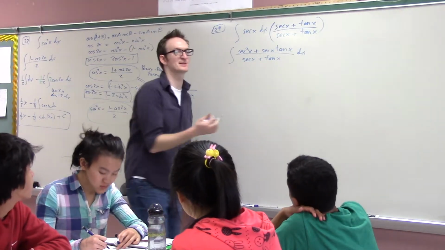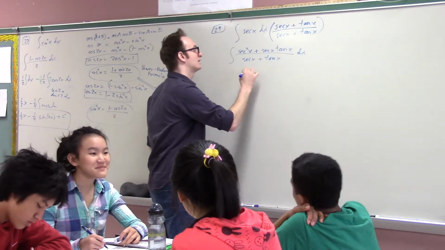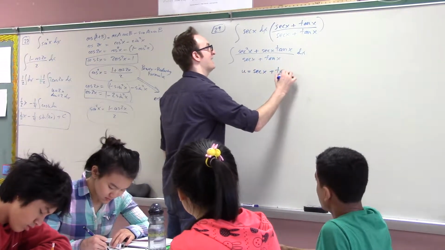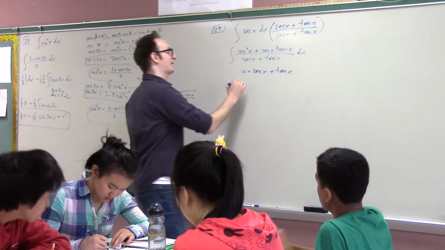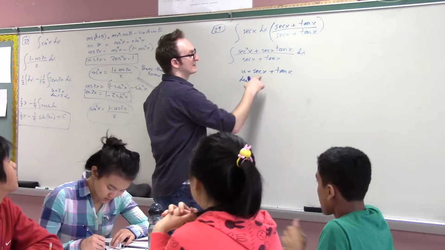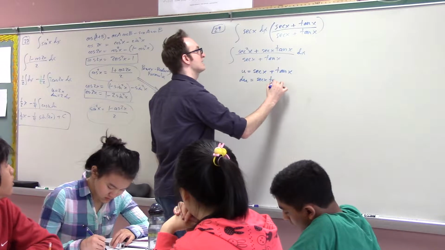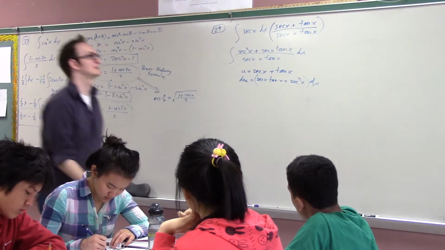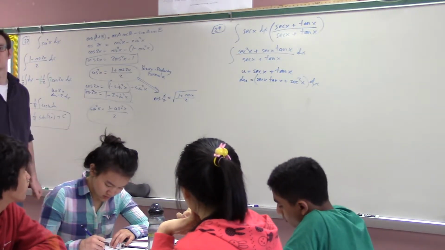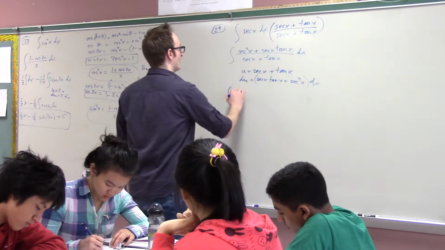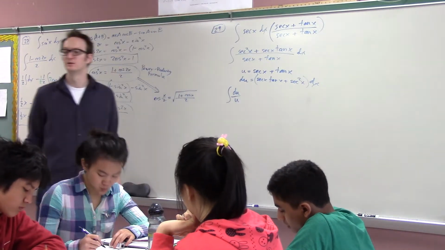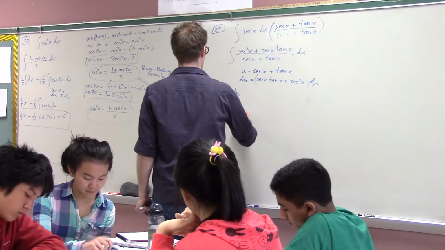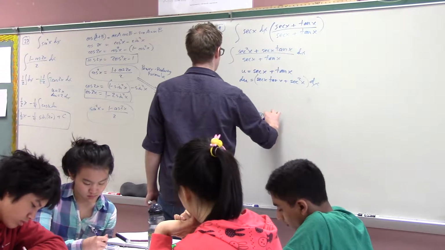You guys don't seem as excited about this as you should be. So if I let u be secant x plus tan x, then just like magic, du is secant x tan x plus secant squared x dx. In other words, exactly the numerator. So this just converts directly into a du over u problem. Pretty cool. Final answer: ln, absolute value, secant x plus tan x, plus c.